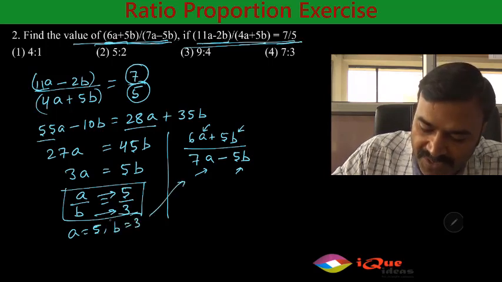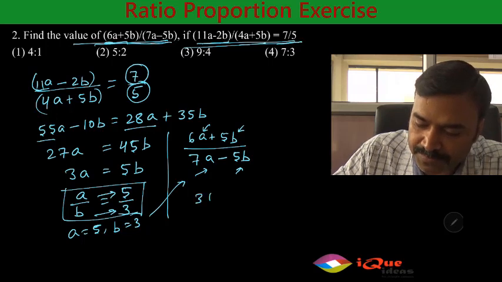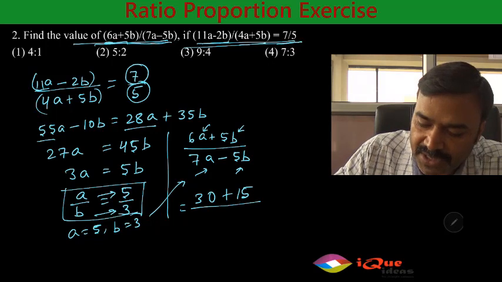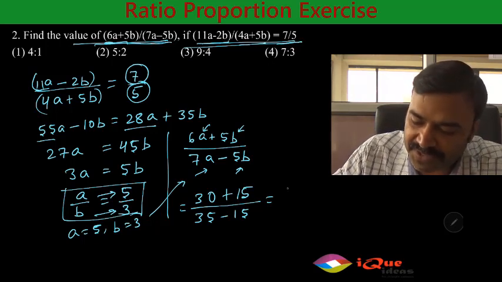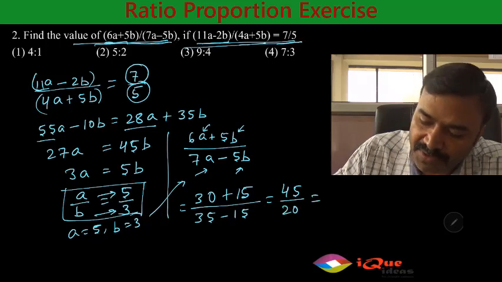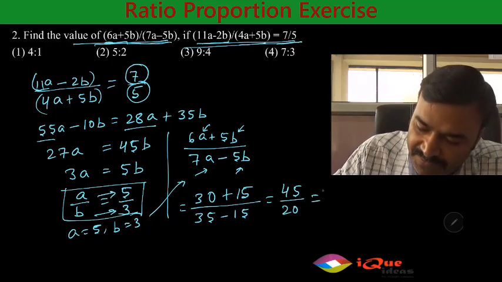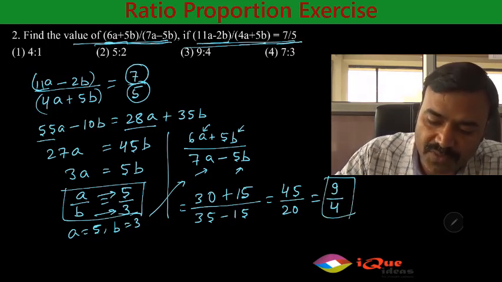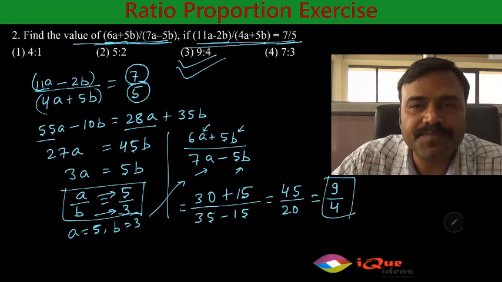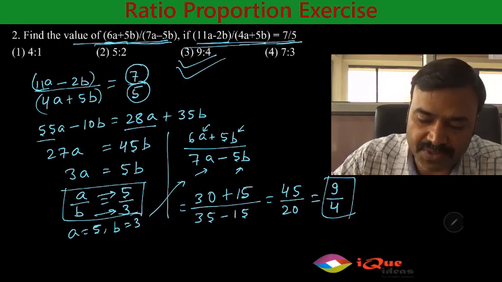So if I put a equal to 5, 6a will be 6 5s are 30, plus 5 3s is 15, because b we are taking as 3, and 7 5s is 35, minus 5 3s is 15. So what we have here is 30 plus 15 is 45, and 35 minus 15 is 20. Now 45 and 20, if you simplify by dividing by 5, it will be 9 divided by 4. So the final answer is 9 is to 4, that is the third option. Okay, let's go to the next question now.